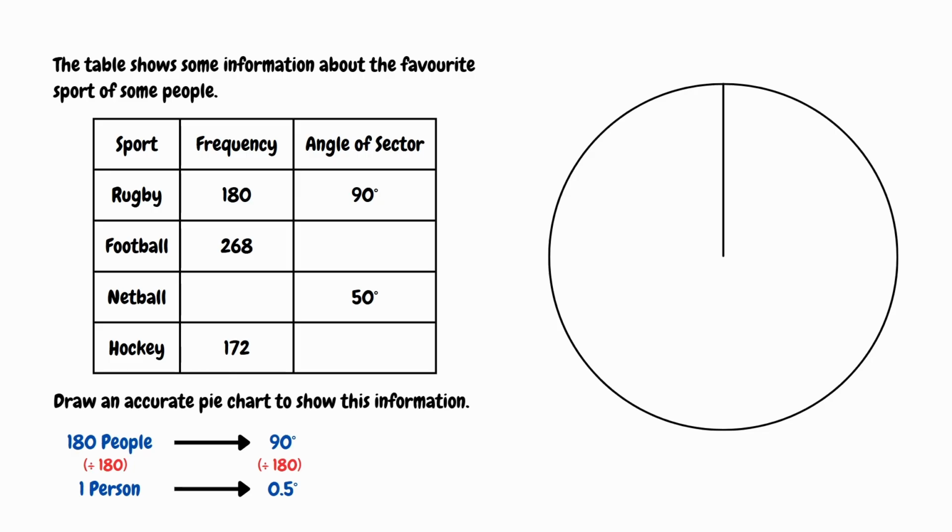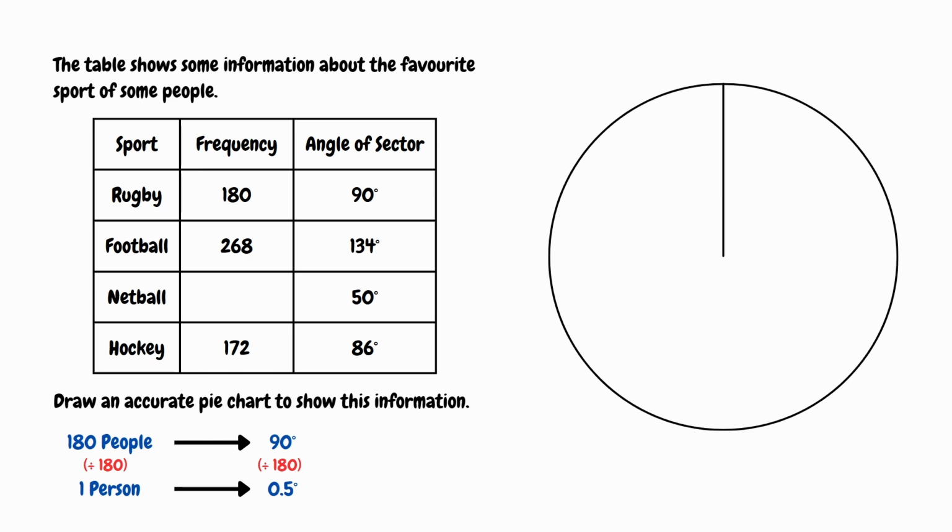So starting with football, we know that 268 people chose football. So if we multiply this by our 0.5 degrees, we'll get an angle of 134. And again, we can do exactly the same thing for hockey. 172 people chose hockey. Each of them is represented by half a degree. So if we do 172 times 0.5, that's going to give us 86.